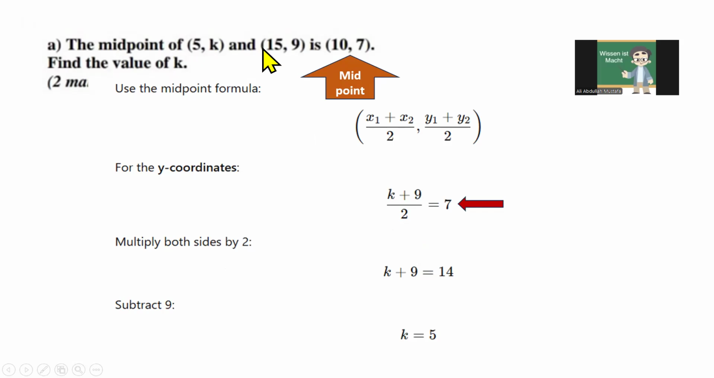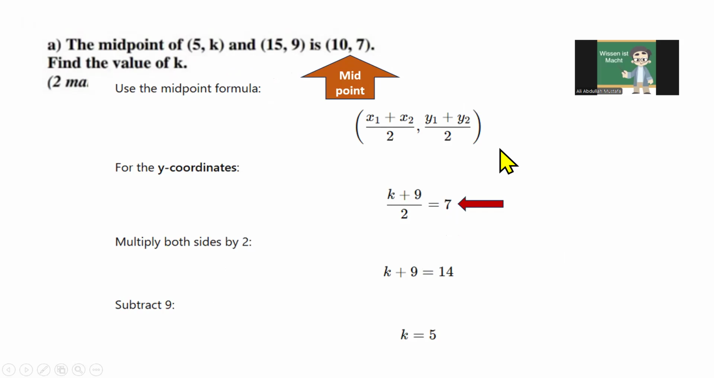I don't have to do 5 plus 15 over 2 equals 10, because every variable there is known to me. The problem is I have this k, I have to find k. So I'm dealing only with the y. That is y1 plus y2, which is k plus 9 over 2, equal to the y from the midpoint, not the x. And this way, you can multiply 7 by 2, equals k plus 9, which leaves you with, if you put the 9 on the other side, 5. K is 5. So this is how you do it.